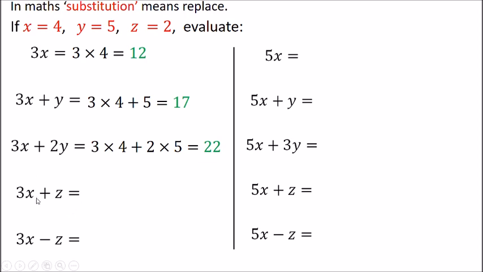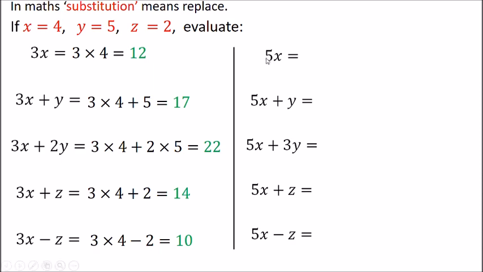Okay, let's evaluate the next expression. So 3 lots of x, so 3 lots of 4, and then what am I adding on? What is z? Well, z is 2. So 3 lots of 4, which is 12, and then I add on 2, so that will give me 14. Then this last expression we need to evaluate is very similar to the last one, but instead of adding on 2, we need to take away 2, because we're taking away z, and z is 2. So 3 lots of 4, which is 12, and then take away 2, that gives me 10 as my final answer. Okay, please can you pause the video and evaluate these 5 expressions.